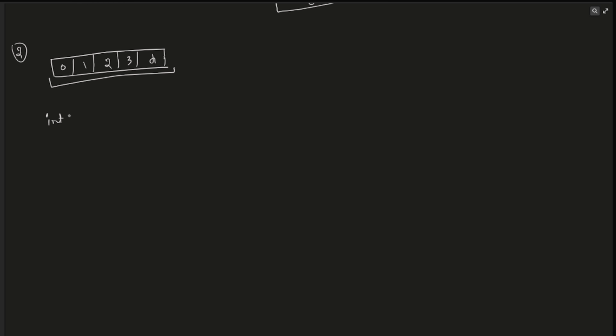Int result equals new int of, we will just be using the same value here, 5. In the code wise, we can use our previous approach to find this number. After the new array is declared, what we can do is, I'll just show you.